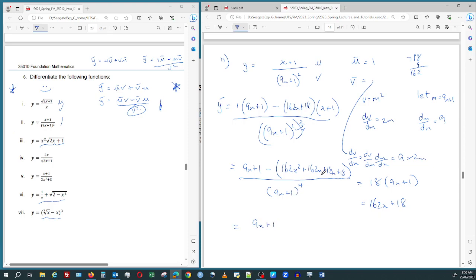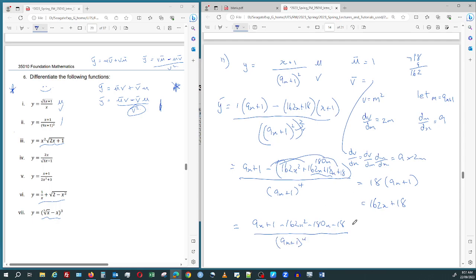Now, have we got anything we can join together here? 162, 172, 180x. 180x positive. So I'm going to do this little expansion across these three terms now. So we'll get minus 162x squared minus 180x minus 18 all over 9x plus 1 to the power of 4.